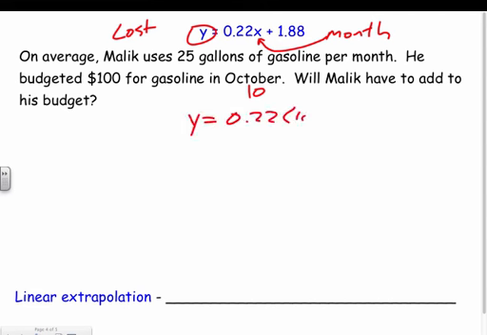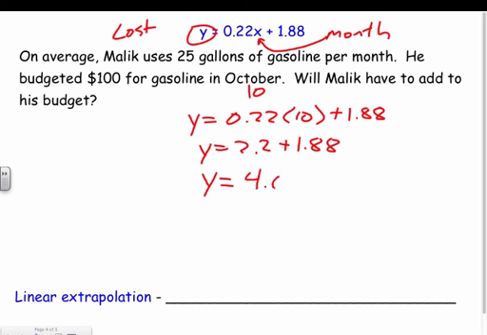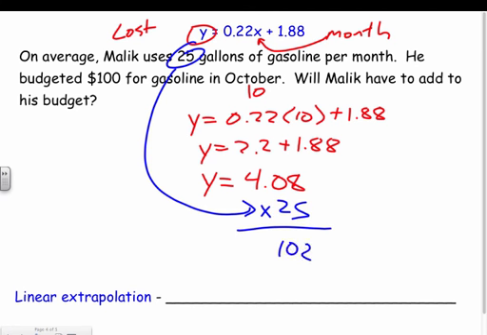So 0.22 times 10 plus 1.88, that's kind of nice. I just have to move my decimal. So 2.2. So the cost for that month is $3. Oh, I lied. $4.08. And it says that we have 25 gallons. So we're going to multiply 4.08 times 25. And we end up with $102. So it looks like we're going to have to add $2, aren't we? So yes, he's going to have to add to that.